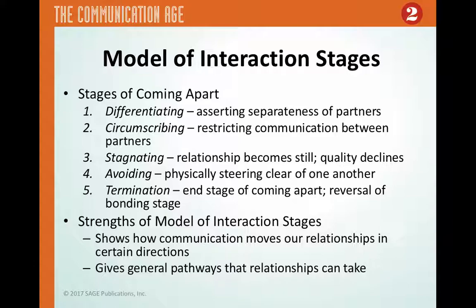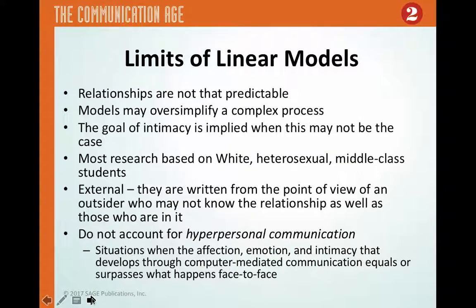So what are the strengths of the model of interaction stages? It shows how communication moves our relationship in certain directions. It shows that there is this growth towards a peak, and in some cases there's this decline, this falling apart, these 5 stages up and these 5 stages down. And it gives general pathways that relationships can take. So it's basic, it's not that deep, it's not that confusing, and it's really easy to see how these stages take place in the forming of relationships and the falling apart of relationships.